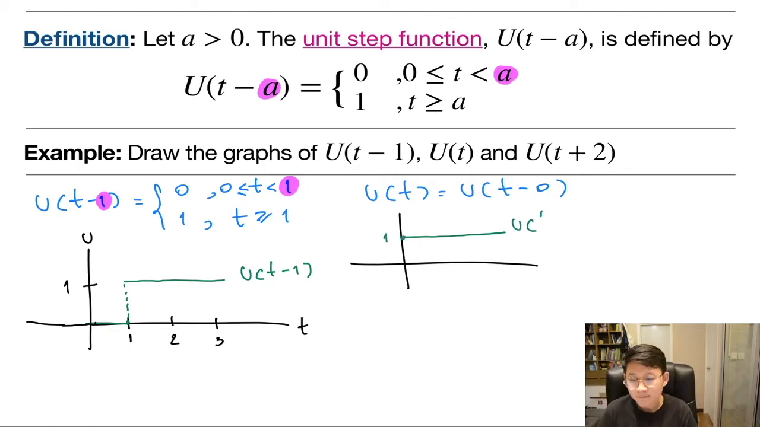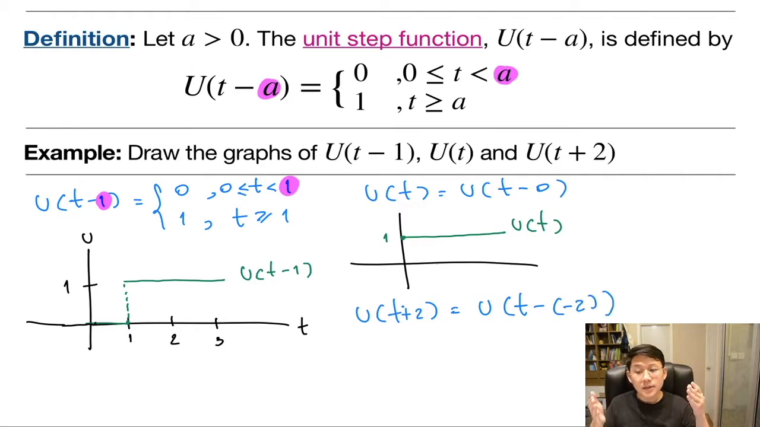u(t). Okay, and u(t+2) is actually u(t-(-2)). So t+2 is actually t-(-2). So this will be a. Okay, this is a. A is actually -2. So it will be 1 when t is bigger or equal to a.